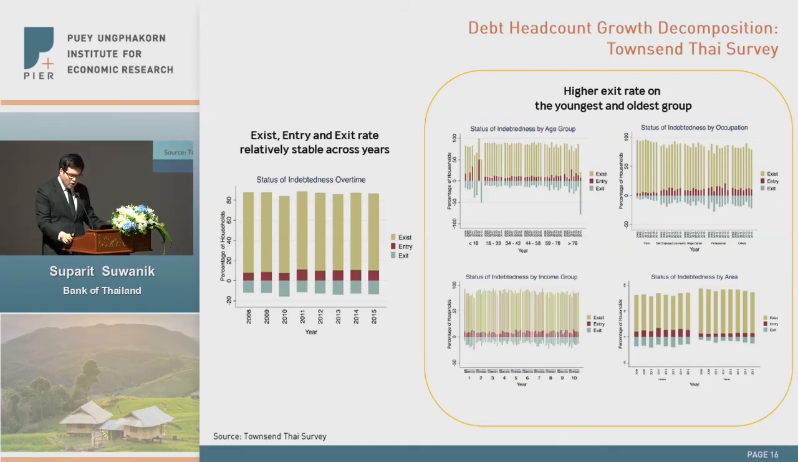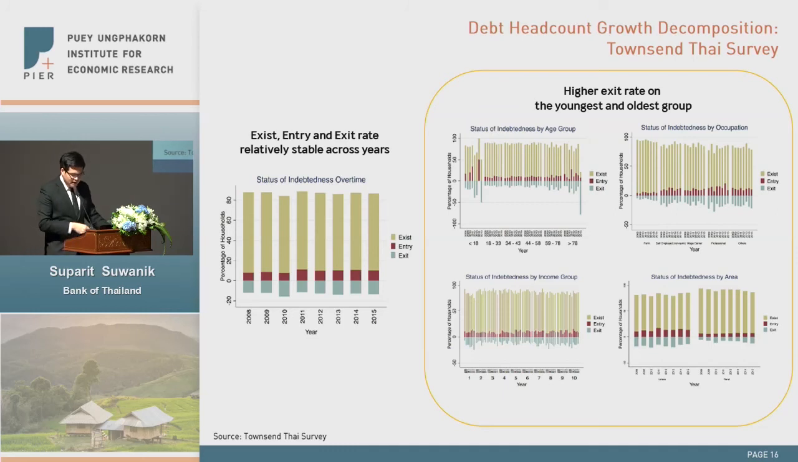You can see the proportions remain stable across the years, but the exit proportion is more than the entry proportion in recent years. Here, the green dominates the red one, in line with the prevalence of indebted households, which keeps decreasing. And sorry again if the graphs are too small.